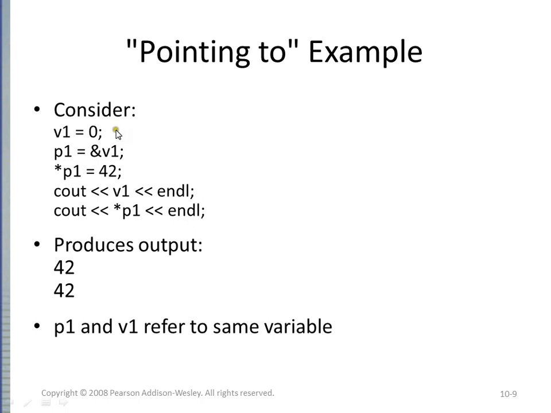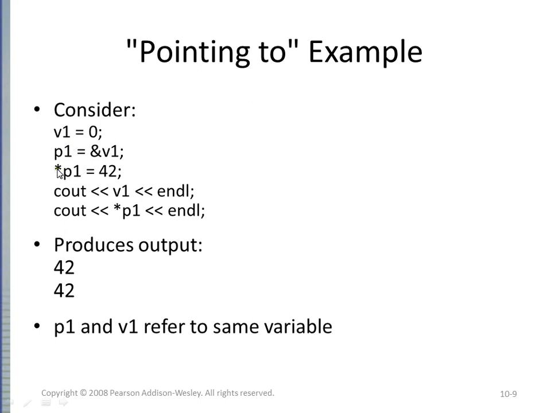So V1 is equal to 0. Who would like to read this line? How does it read? P1 equal to address of V1. Excellent. P1 is equal to the address of V1. What do you think is happening over here? The one answer is P1 is pointing to the address of 42. No. Yes. Now when you say dereference P1, you can just replace this with V1.